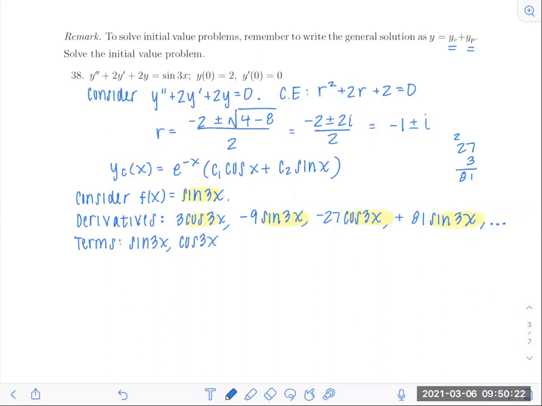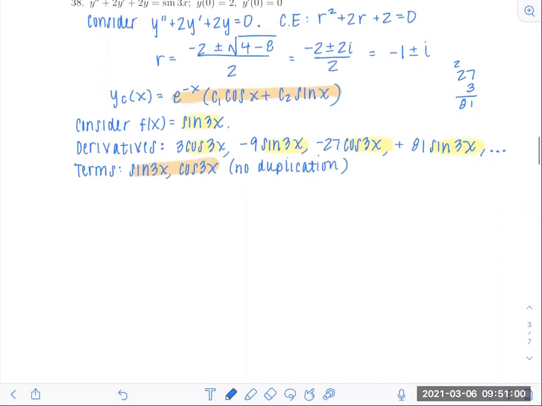So now I want to look at these terms and compare them to the terms in the complementary function. Do I have duplication? No, I do not. So the terms sine 3x and cosine 3x aren't occurring up there. First of all, we have a cosine of x and a sine of x, so we're missing the 3. And furthermore, they're both being multiplied by e to the negative x. So no duplication here. Go ahead and note that. All right, so this means we can move on with rule 1. Let's go ahead and just check for linear independence.